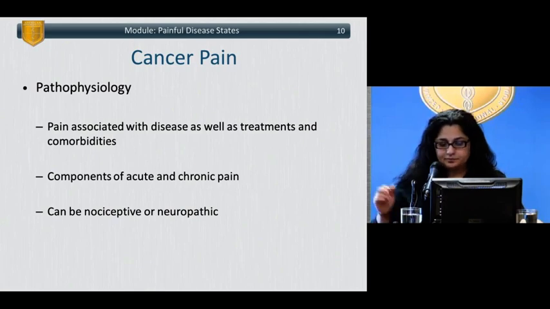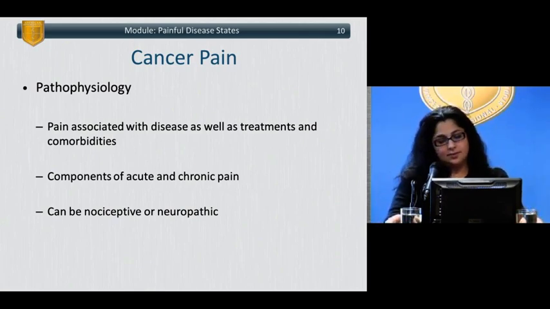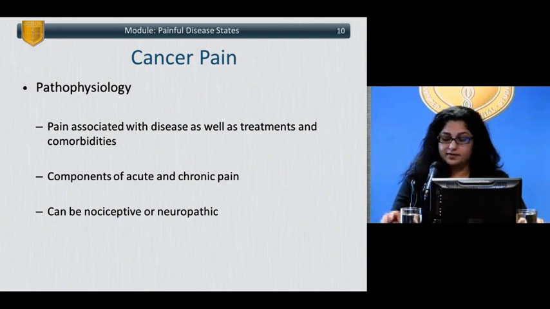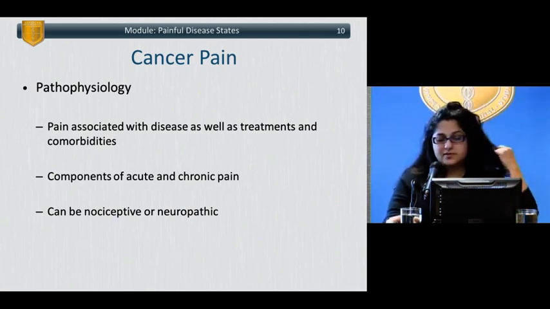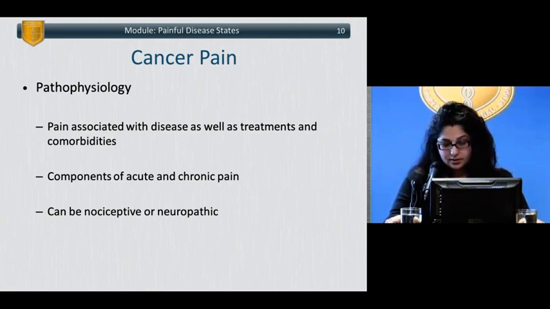Now, cancer pain, it's a broad topic. Usually the underlying pathophysiology can be associated with the disease itself, as well as some of the treatment modalities. Chemotherapy and radiation can induce neuropathic type pain, and some of the comorbidities associated with cancer can also cause pain. An example of that would be a patient that has breast cancer and had metastatic disease to the spine and to the liver, now has liver dysfunction, liver cirrhosis, that in itself can cause pain.